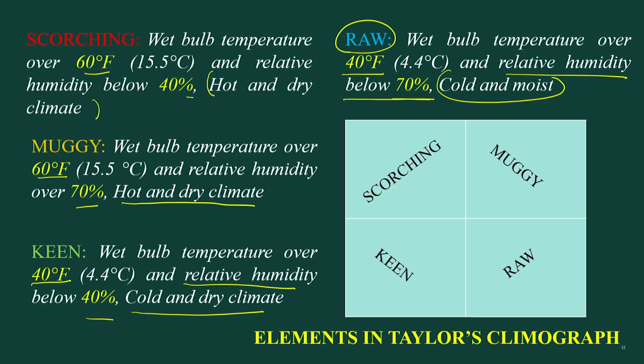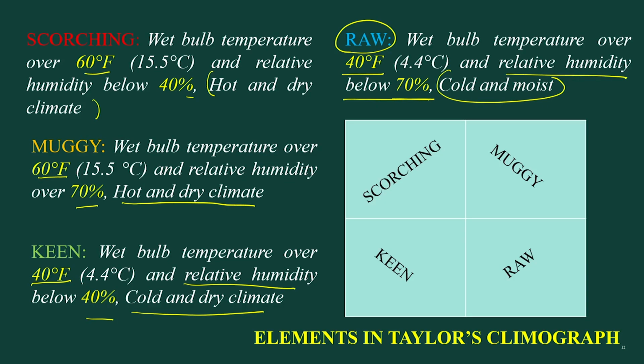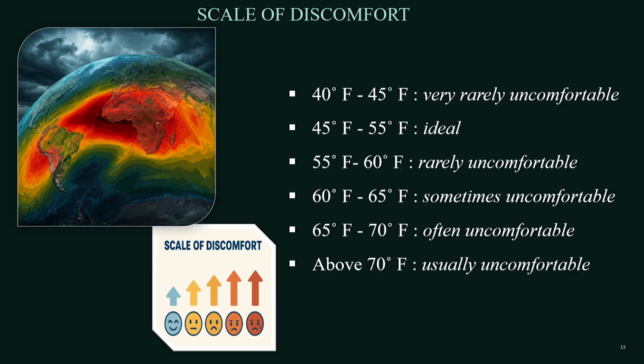Here in the diagram you can see the four corners of the terminologies or the zones which were classified by Taylor: scorching, muggy, keen and raw. This is the framework created by Taylor to represent in his graph. Apart from the four terminologies, he also explains the scale of discomfort. Scale of discomfort is nothing but the level of human comfort.